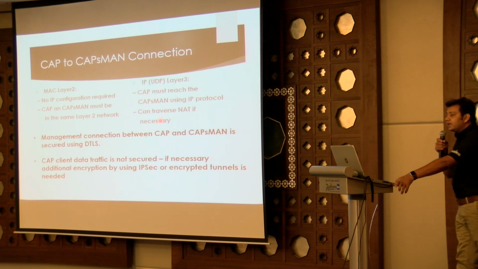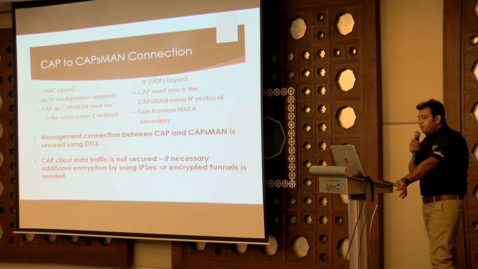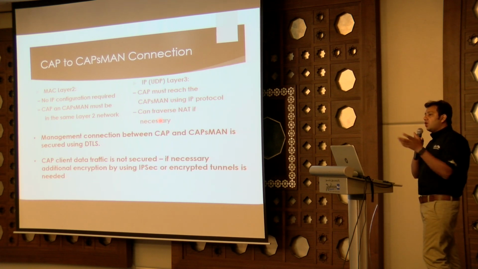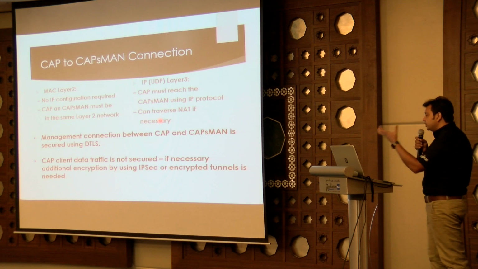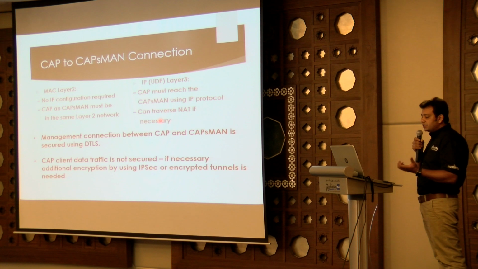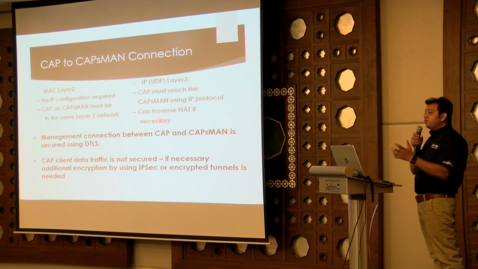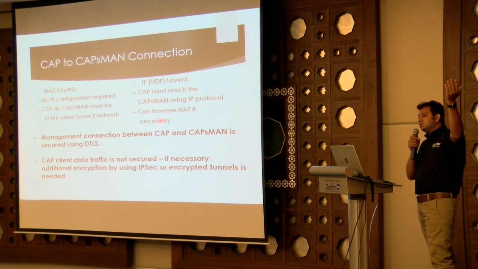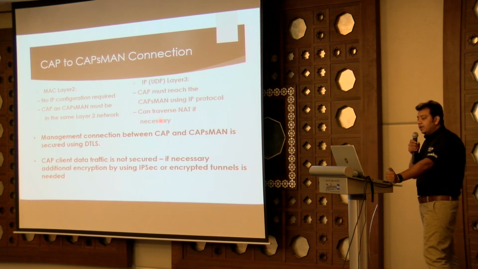Normally, how is a CAP to CAPsMAN connection made? There is a MAC layer 2 connection, and no IP configuration is required. The CAP and CAPsMAN must be in the same layer 2 network. It means if you have installed the controller in your network and you install the CAP, you don't need the IP address because it communicates over the layer 2 network. But if you are outside the network, like if we have one hotel here and we have another branch in other places, then you have to connect the CAP AP with CAPsMAN with the IP address, and the IP address should be reachable.